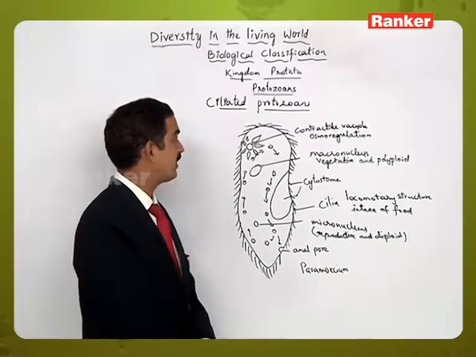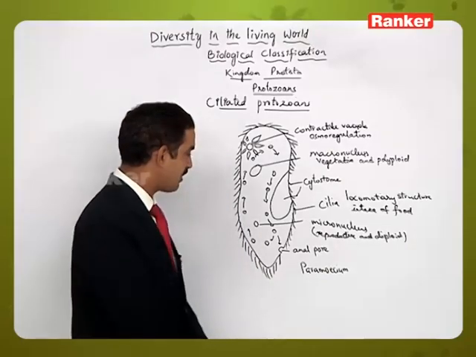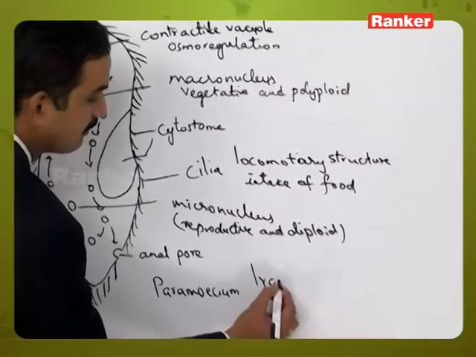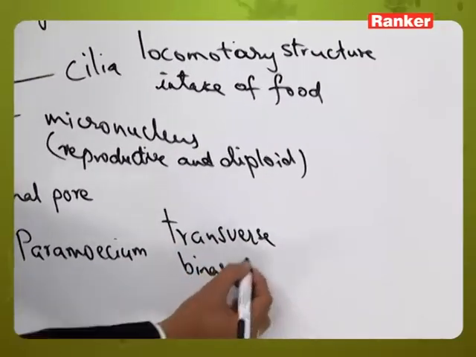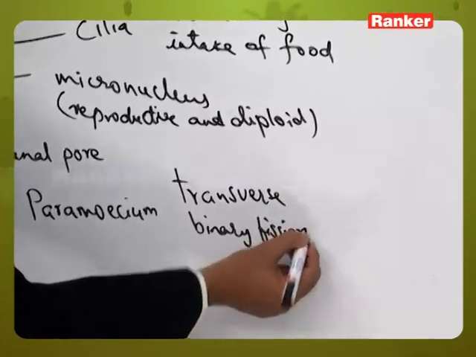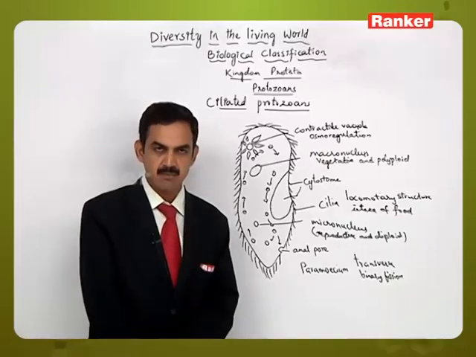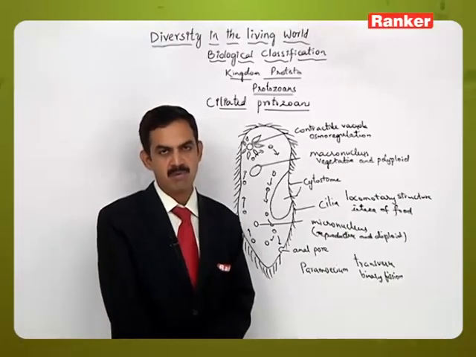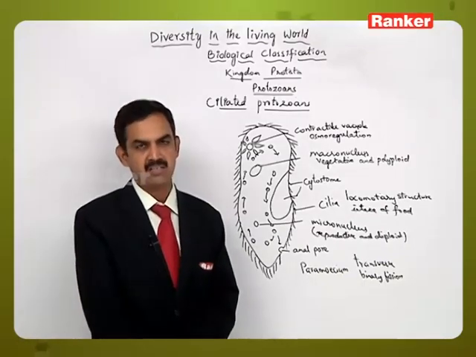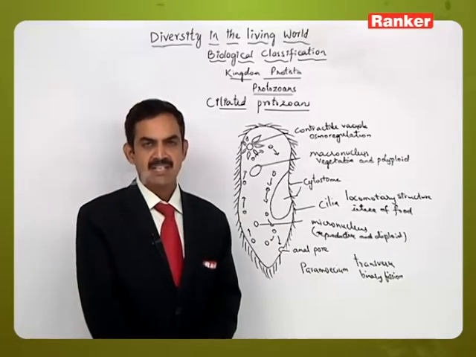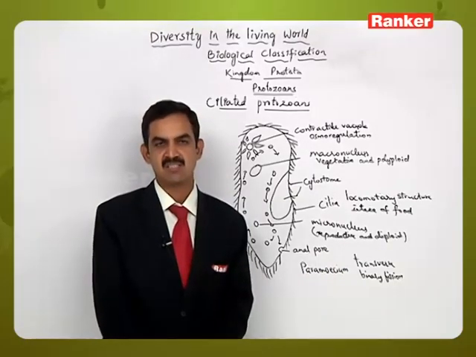The best example for the ciliated protozoans is Paramecium, and the Paramecium will exhibit transverse binary fission. These members also, this Paramecium, do not have natural death, because once it undergoes division to form two daughters, each of them will separate and form new structures and survive as independent individuals. So the parent is immortal in nature because it lacks natural death.